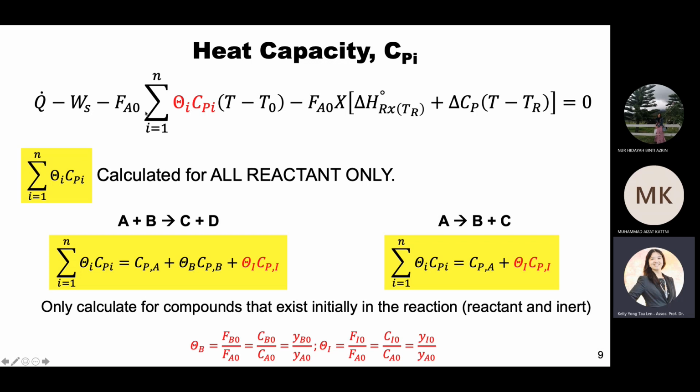This is a mathematic symbol of a summation. Summation also means total. Okay, so total of what? Total of theta I CPI. So I yang kecil ni refers to species yang ada dalam kamu punya reactor. Okay, so means kita kena kira theta I CPI, I itu refers to the species in the reactor. However, kita kena tahu apa species yang kita kena kira theta I CPI ni, summation dia.